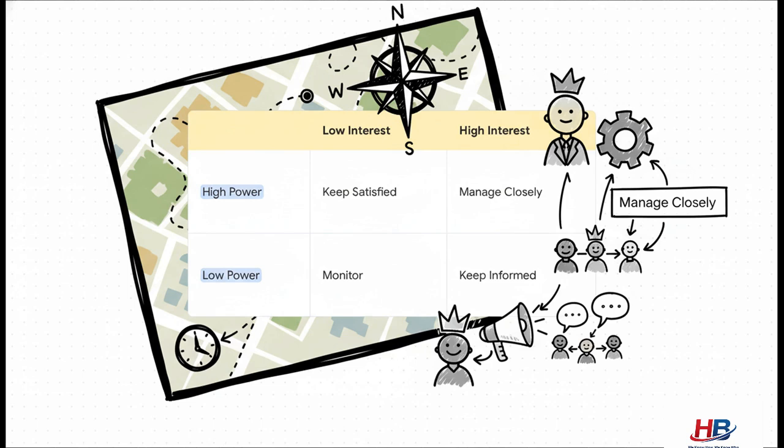Let's say you've got a senior exec who has to approve your budget. They have high power and high interest. You have to manage them closely. What about the head of the legal department? They have high power to stop you, but they might have low interest. You just need to keep them satisfied. Your own team? They're passionate, high interest, but maybe have low formal power. You keep them informed and turn them into your biggest champions. And everybody else, you just monitor them. See how clear that gets?